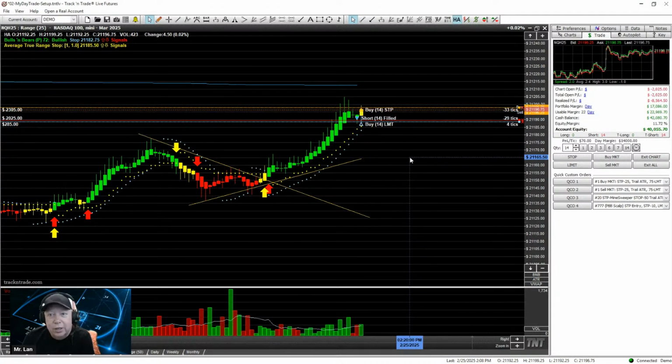You watch that little tiny chart in the upper right-hand corner. That little chart is time and sales. That tells you every single trade going through the system.